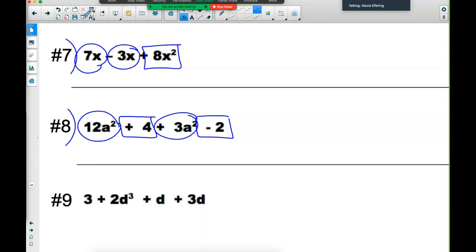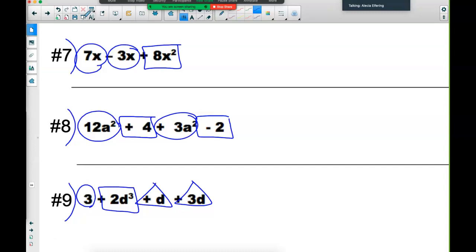Last one. Write this one in your notes. 3 plus 2d to the third power plus d plus 3d. So mine, I did circle, box, triangle, triangle.